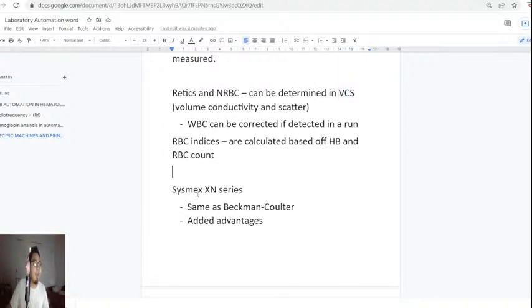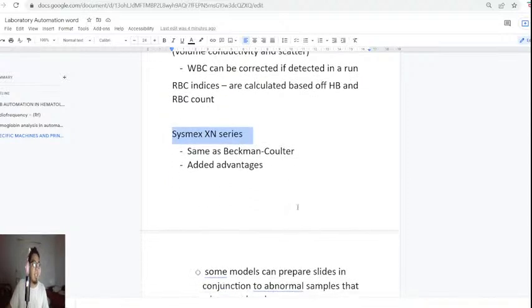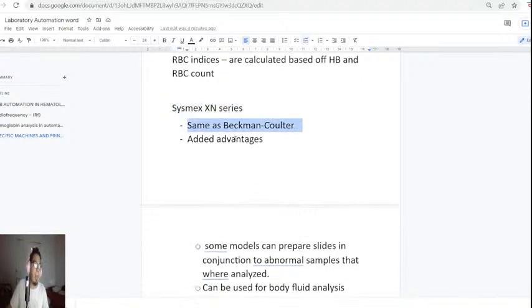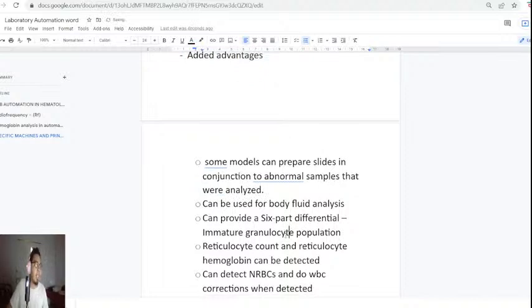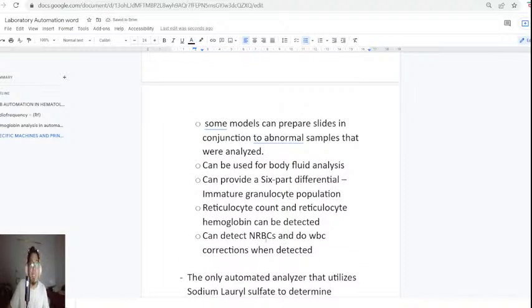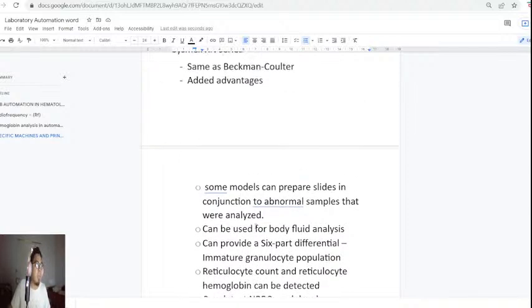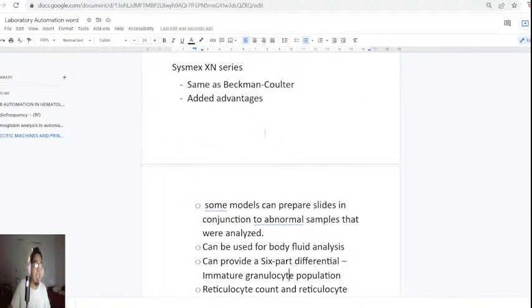Now, we go on to the XN series of Sysmex. It's basically the same principle, but with some added advantages. Some models prepare slides in conjunction to abnormal samples that were analyzed. Mali ang spelling. That were analyzed. Okay? Now, it can also be used on body fluid analysis. Okay? That's one of the advantages of Sysmex. It's capable of doing a 6-part differential. And again, I'm mentioning only the XN series.